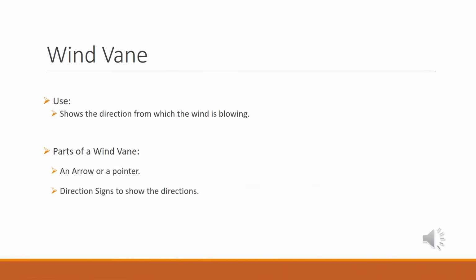A wind vane shows the direction of the wind. A wind vane has basically two parts: an arrow or a pointer, and directional signs to show the directions. A typical wind vane has a pointer in front and fins in back. When the wind is blowing, the wind vane points into the wind. For example, in a north wind, the wind vane points northward.